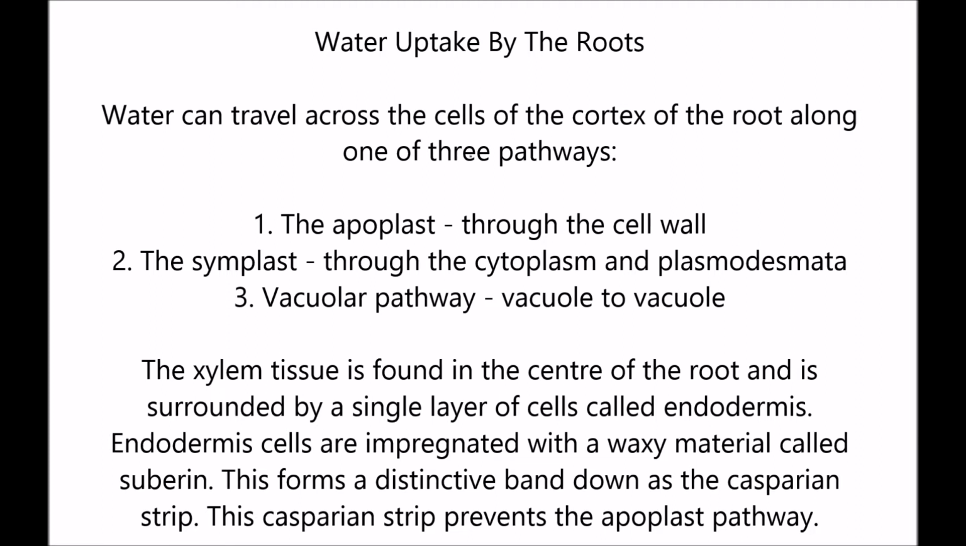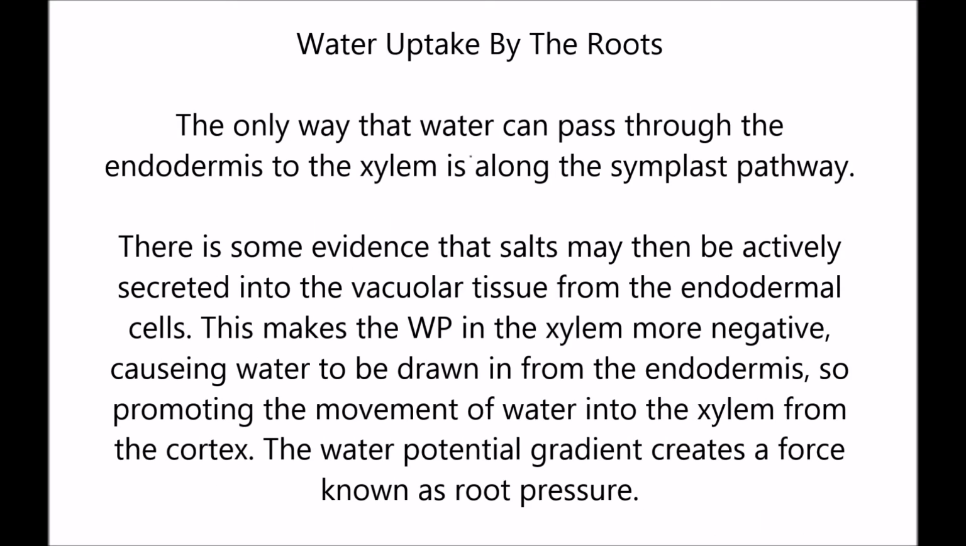The xylem tissue is found in the centre of the root and is surrounded by a single layer of cells called the endodermis. Endodermis cells are impregnated with a waxy material called suberin. This forms a distinctive band known as the Casparian strip. The Casparian strip blocks the apoplast pathway, as it is through the cell wall. The only way that water can pass through the endodermis to the xylem is along the symplast pathway, which is through the cytoplasm and plasmodesmata.